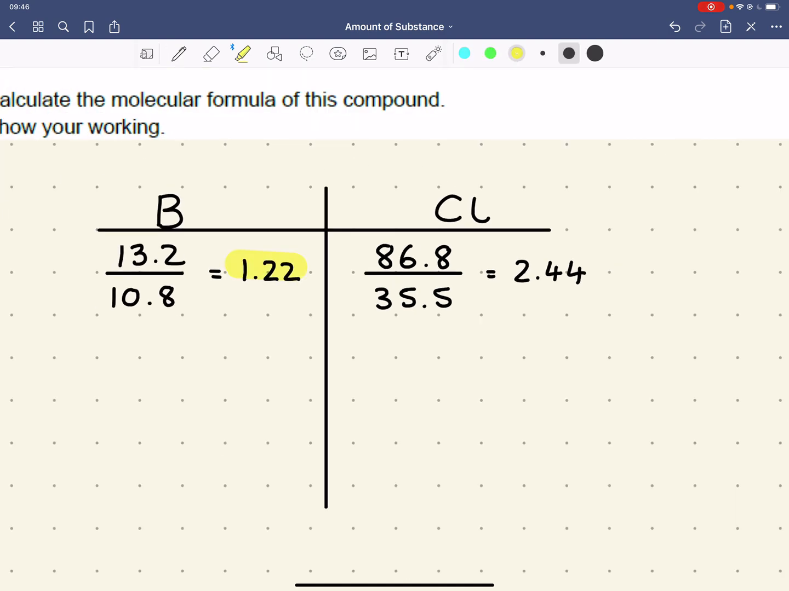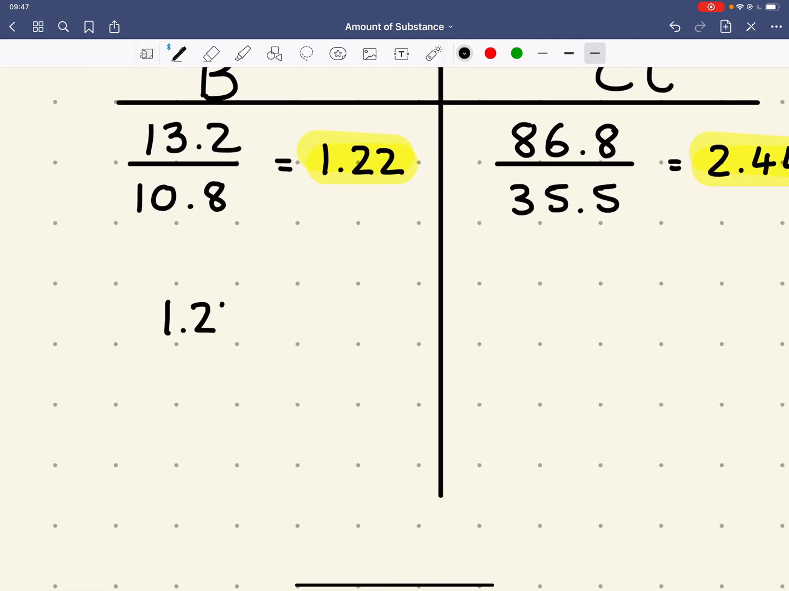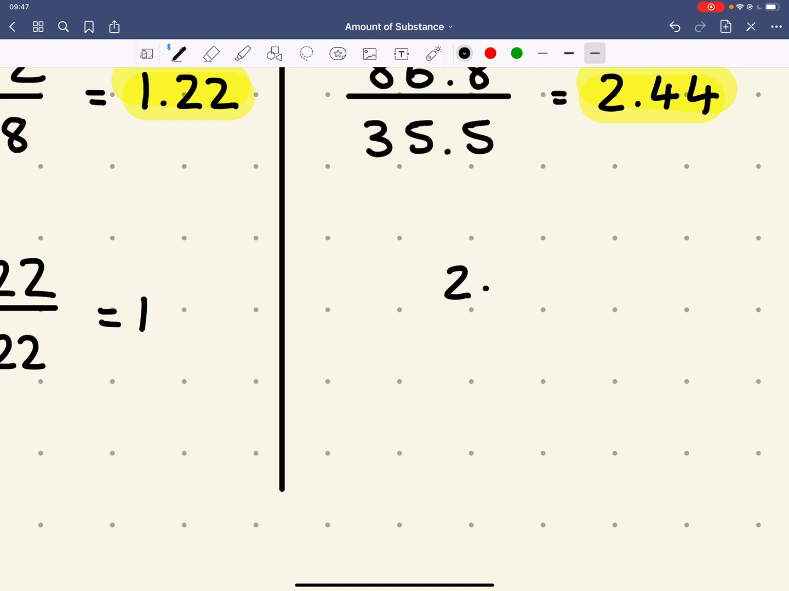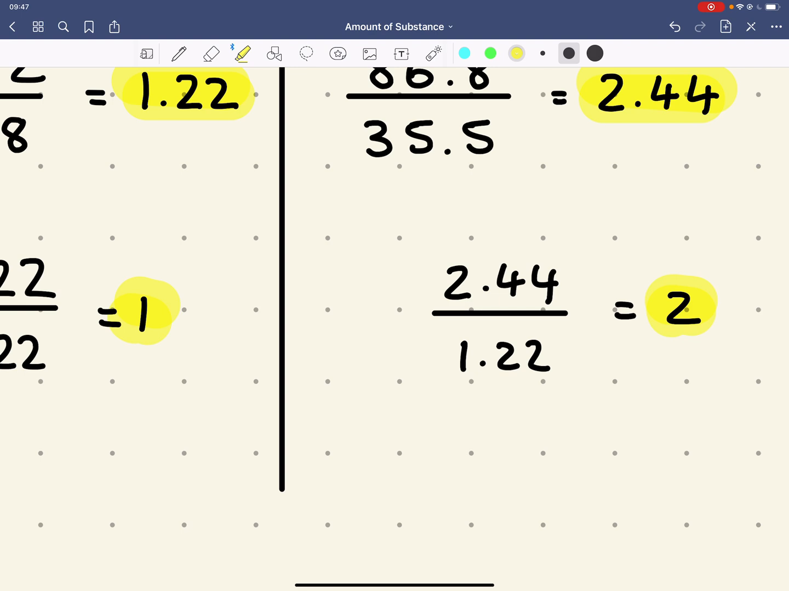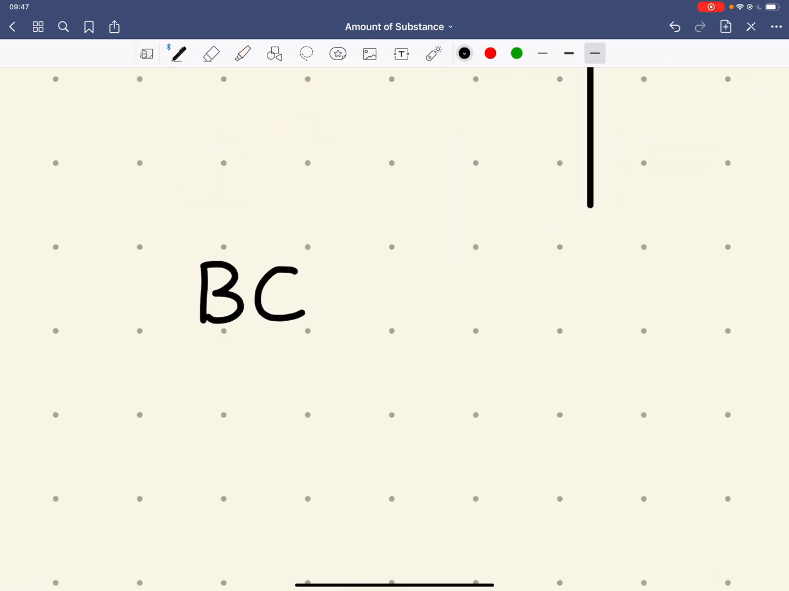So remember, once we've got these numbers here, we divide each of these numbers by whichever is the smallest, which is obviously 1.22. And I think we can see where this is going. We get an answer here of 1. And 2.44 over 1.22 is obviously going to be 2. So I've got my empirical formula. And again, don't ever forget to actually write down the empirical formula. It's BCl2. That's my empirical formula.